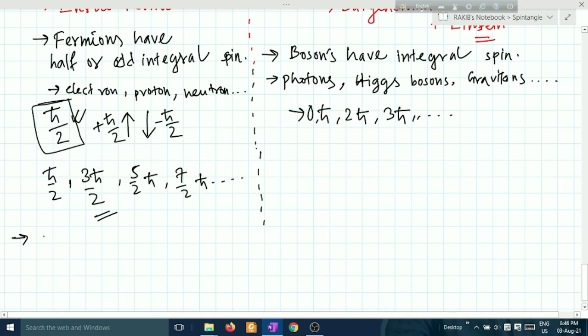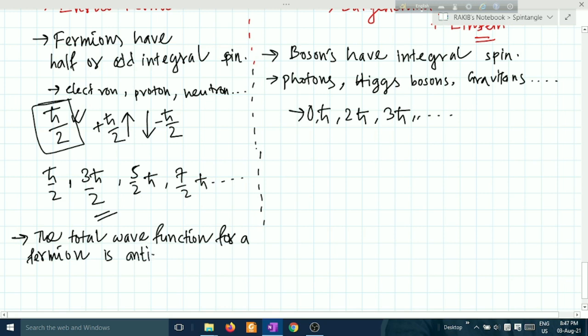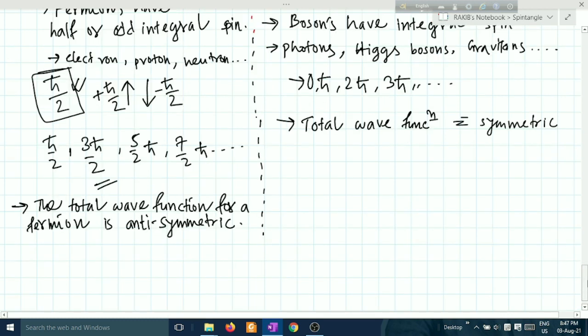Here comes the interesting point, that the total wave function for a fermion is antisymmetric. The total wave function for a fermion is antisymmetric. I am elaborating it. First, let me write the total wave function of a boson is symmetric here. Okay.